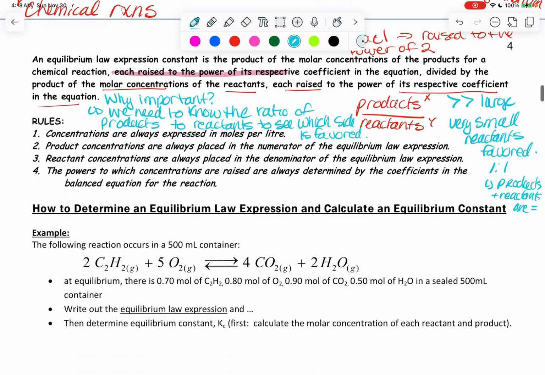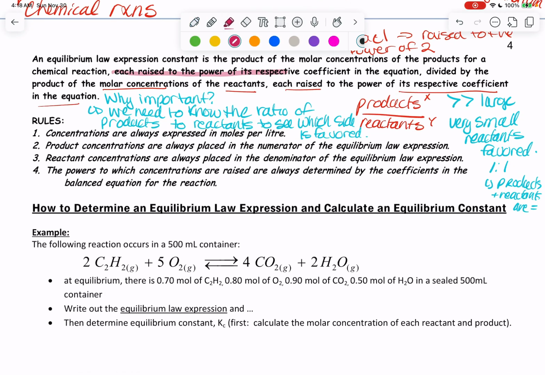So there are some rules when we're determining equilibrium constants. Concentrations are always expressed in moles per liter. The product concentrations are always placed in the numerator, so on the top of the equilibrium law expression. The reactants are always on the bottom in the denominator of the equilibrium expression. And the powers to which the concentrations are raised are always determined by the coefficients in the balanced equation for the reaction.